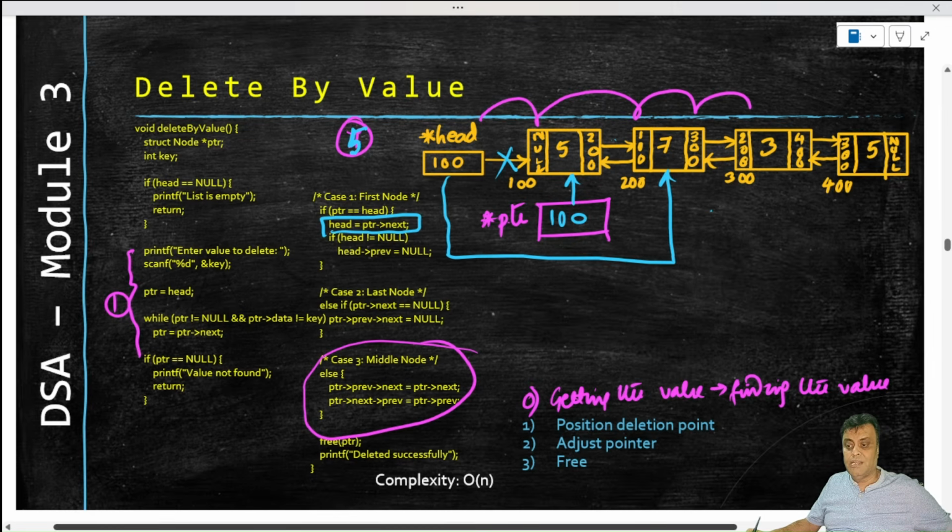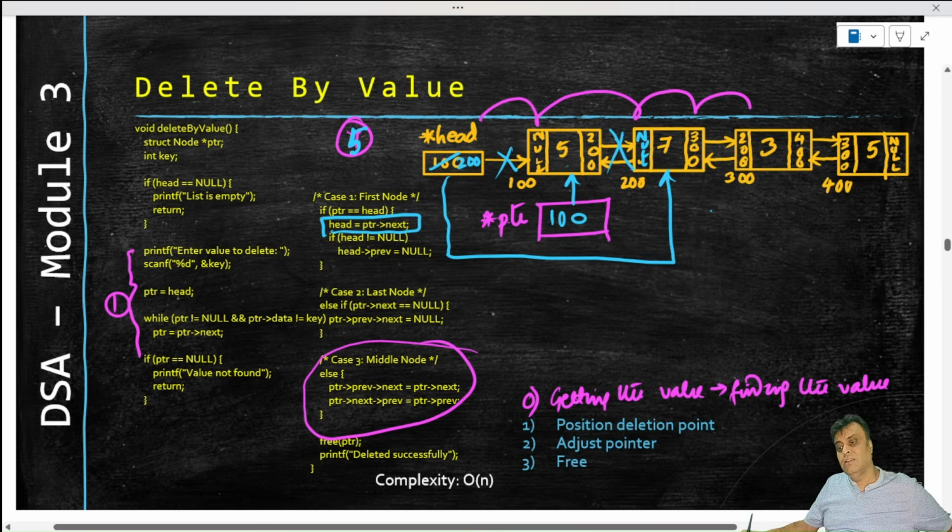So where is head right now? Head is right now pointing to 200. So head has become 200. Why? Because we said head equal to pointer next. Pointer was pointing to 100, next was 200, so head becomes 200. Now I also have to break this link. So this link shouldn't be there. This should be null, because this is now the first node, so it should be null.